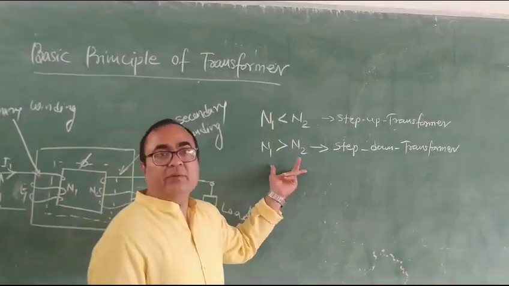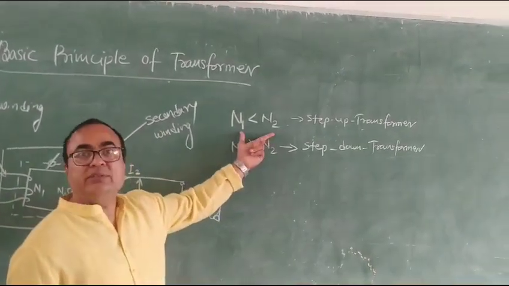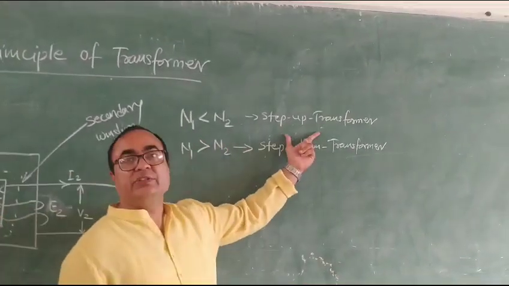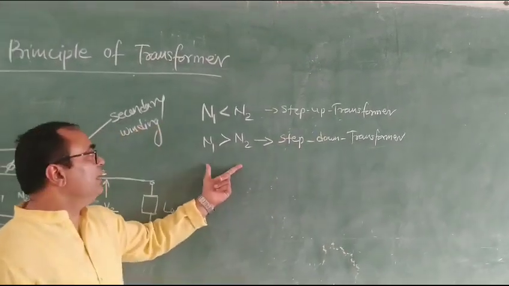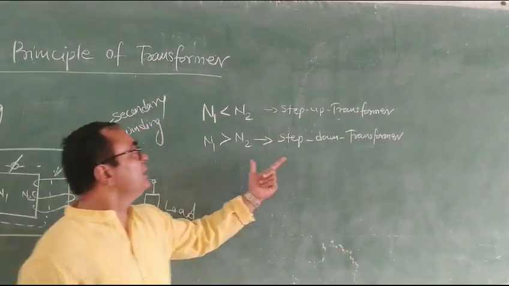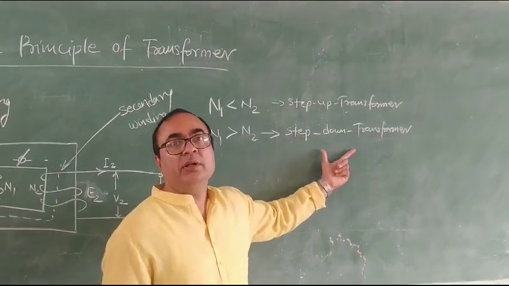Here N1 and N2 are shown. Where N2 is greater than N1, it is known as a step up transformer. When N2 is less than N1, it is known as a step down transformer.